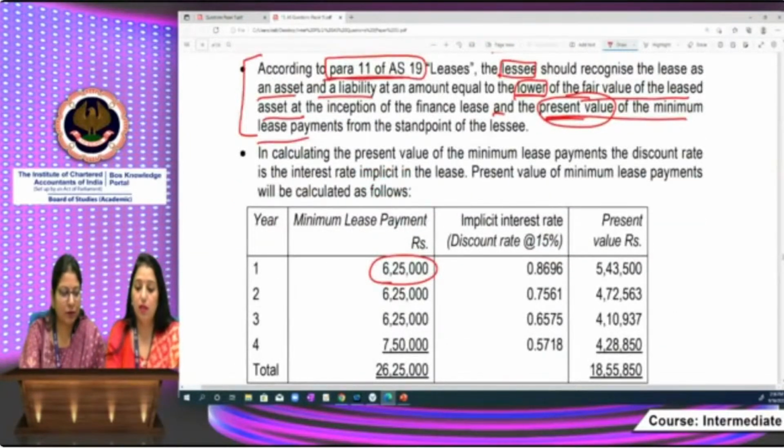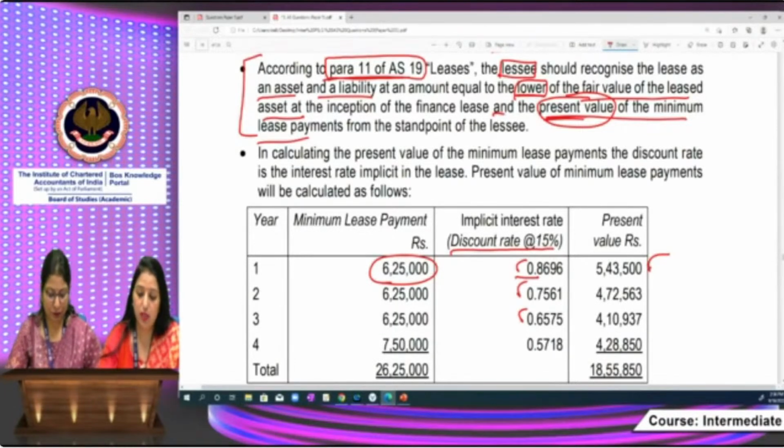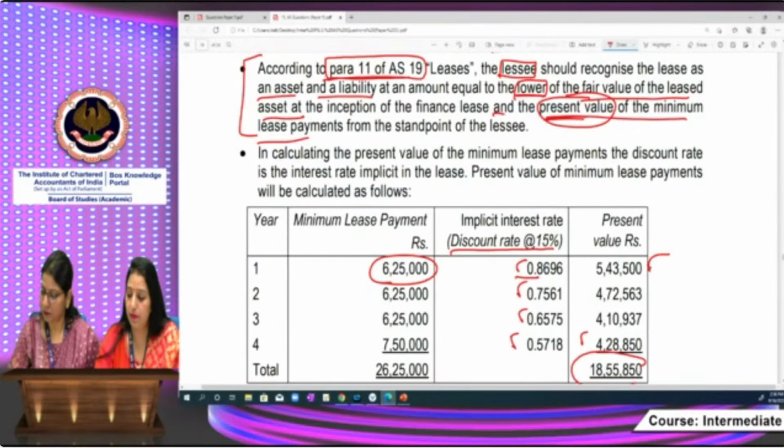For year 1, 6,25,000 at the discounting rate of 15%. What will be the present value? It will be 5,43,000 on the basis of the discount rate provided. Same for the 4 years, we will calculate it. And the present value comes out to be 18,55,850.